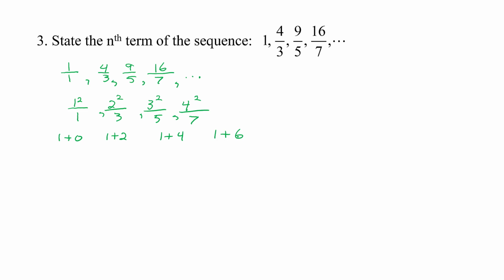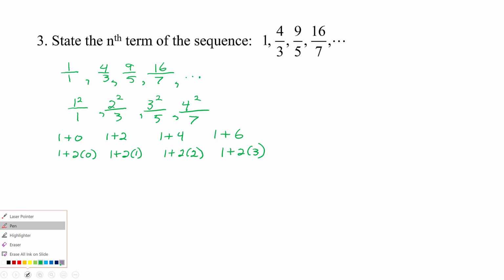So we have 1 plus 0, 1 plus 2, 1 plus 4, 1 plus 6. Well, each of those is a multiple of 2, right? So we could think of 1 plus 0 as being 1 plus 2 times 0. We could think of 1 plus 2 as being 1 plus 2 times 1. 1 plus 4 would be 1 plus 2 times 2. 1 plus 6 would be 1 plus 2 times 3. So we have something going on here. And then look at what the terms are.